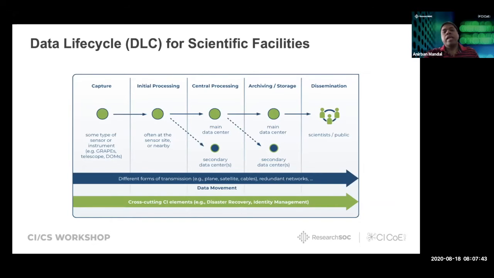Then in most general cases, data is moved by various means, through network circuits, through normal internet, through satellite, boats, a whole lot of mechanisms, to what we call the central processing step, where you do the bulk of processing in one or more data centers or compute processing places, right? It could be a distributed set of resources. It could be campus clusters. It could be the NSF supercomputers. It could be XSEDE. It could be OSG. It depends on what facility accesses what kind of compute resources, right? So central processing could happen in one or more data centers.